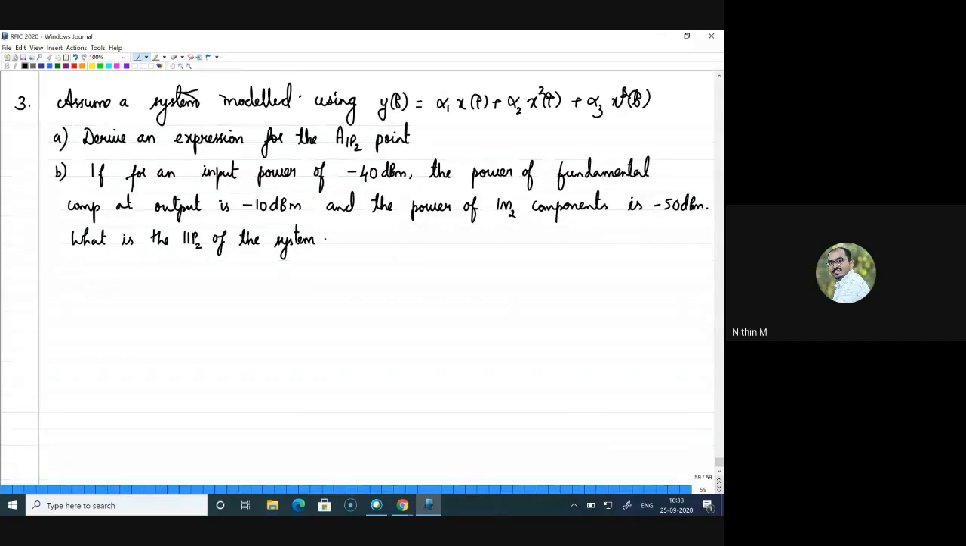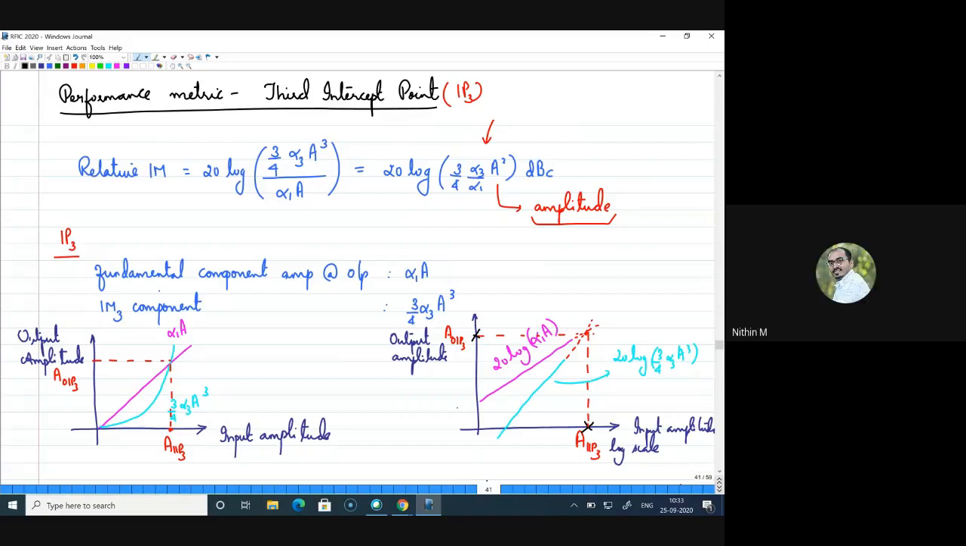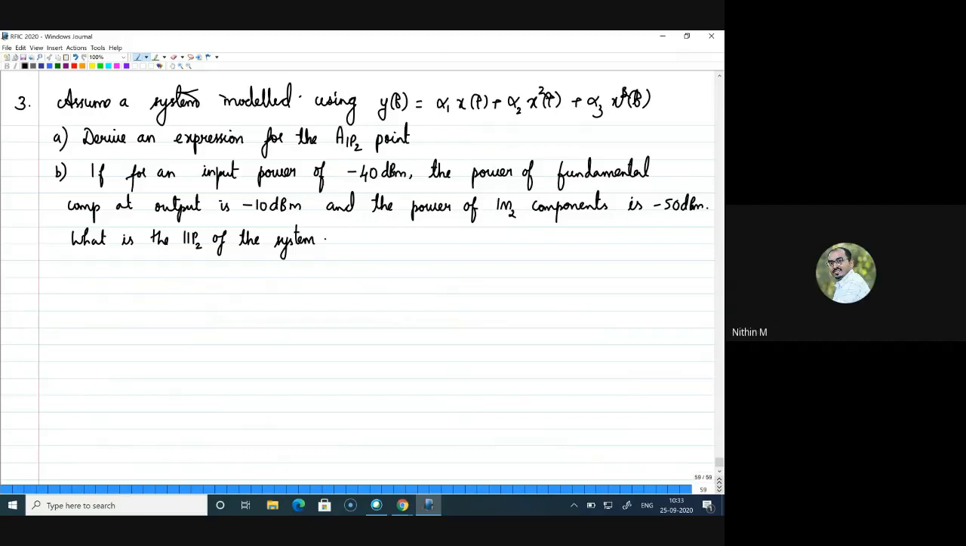No. Come again. Alpha 3? Basically, AIP3 was, I think I got confused with compression point. Yes. Your AIP3 is actually your fundamental component becoming equal to the third order intermodulation term, 3 by 4. So in a similar way, probably you are confusing with the 1 dB compression point. Yes, sir. That's okay. Some of you got answers.